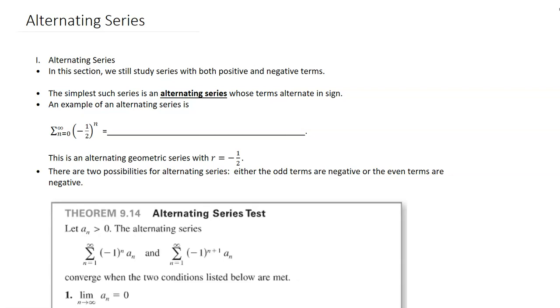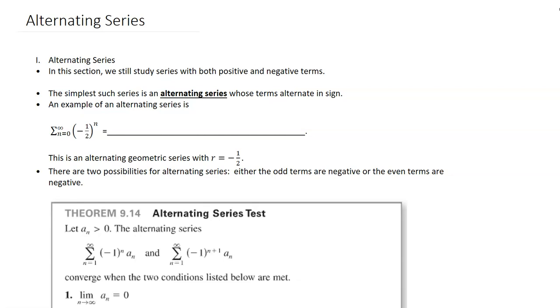In this section, we're going to study series that have both positive and negative terms, and the simplest such series is what we call an alternating series, whose terms alternate in sign. An example of this would be something like the sum of negative 1/2 to the nth power.